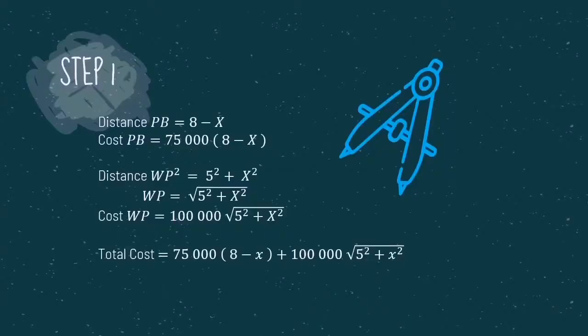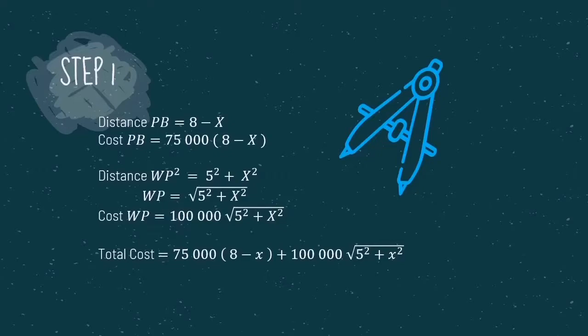Let's go with step 1. Step 1, we have to find the distance and the cost for WP and PB. If you look at the diagram, the distance for PB is 8 minus x. To find the cost, we have to multiply the distance with the cost. So it becomes 75,000 times 8 minus x.